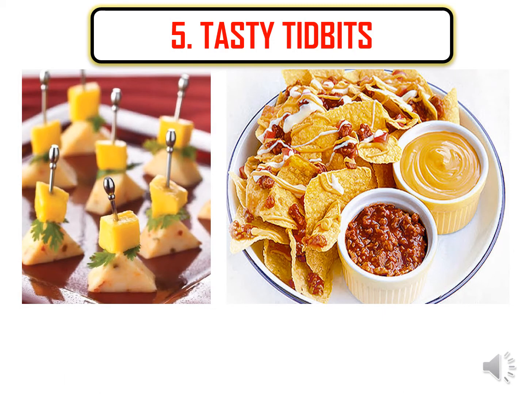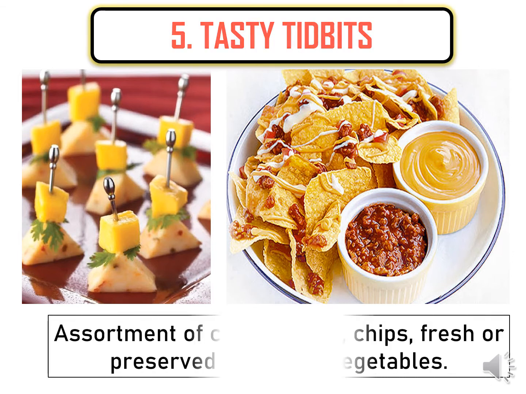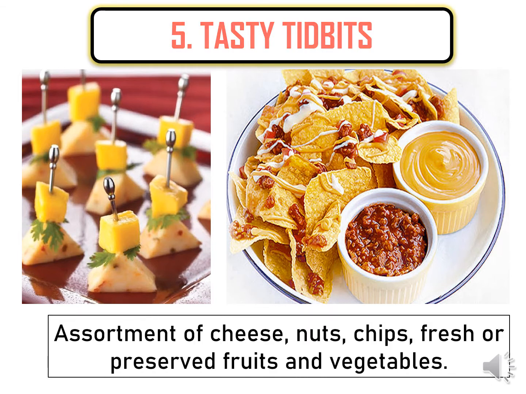Now we have here tasty tidbits, and they are an assortment of cheese, nuts, chips, fresh or preserved fruits, and vegetables. They could be served in small trays, in glass bowls, wood or ceramic containers, and nachos, potato wedges, and fries could be classified as tasty tidbits.